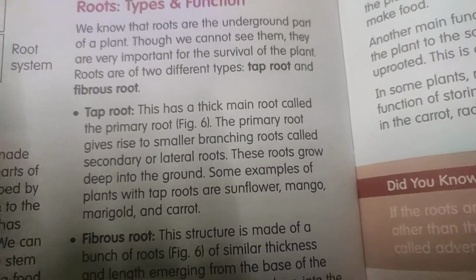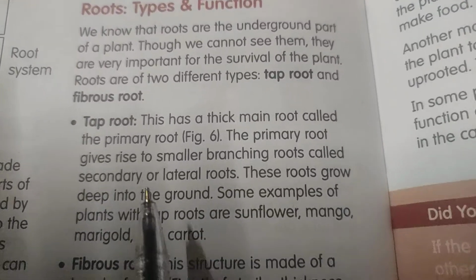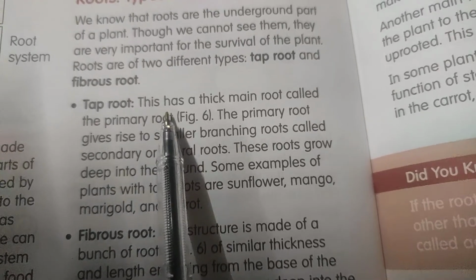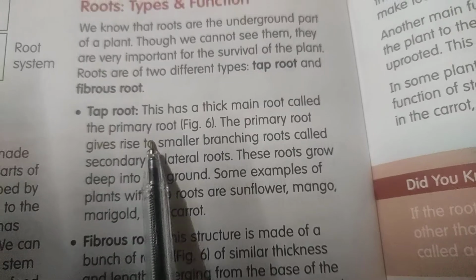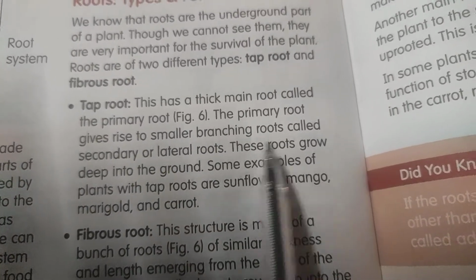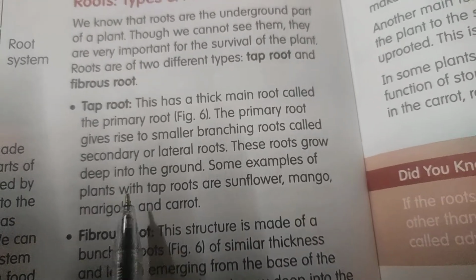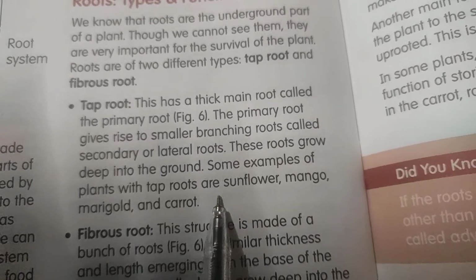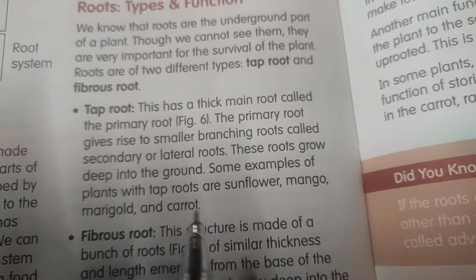Now again, keep your finger in your content book. Don't see the phone. Follow me. Taproot. This has a thick main root called the primary root. The primary root gives rise to smaller branching roots called secondary or lateral roots. These roots grow deep into the ground. Some examples of plants with tap roots are sunflower, mango, marigold and carrot.